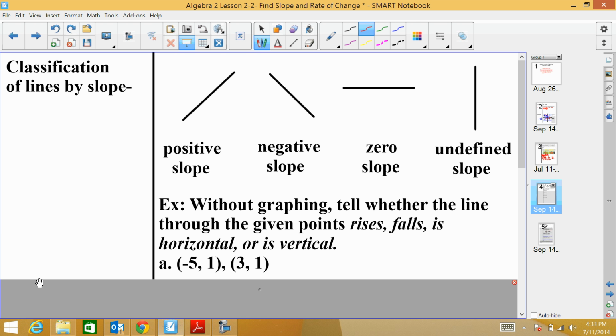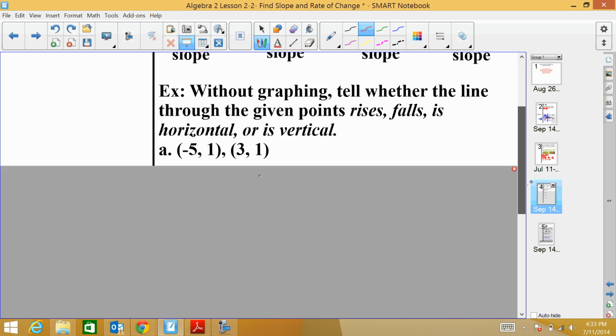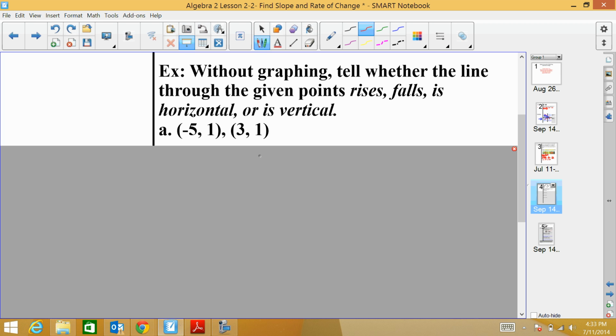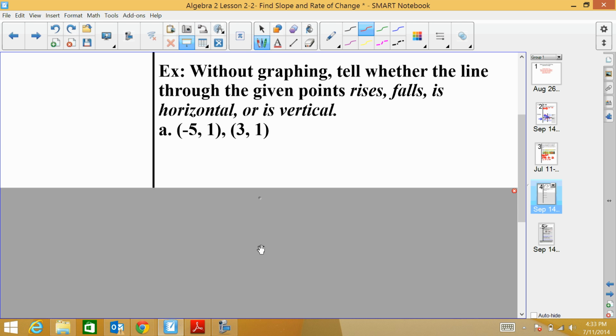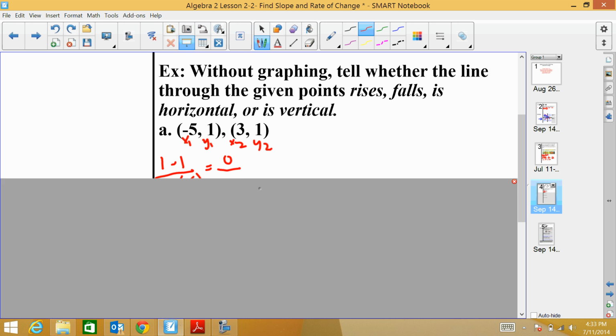Let's do a couple examples. So without graphing, it says tell whether the line through the given points rises, falls, is horizontal, or is vertical. So we're going to find the slope, and then based on the slope, we're going to tell which one it would be. All right, so let's try this one out. So we know we're going to label our points. We have x1, y1, x2, y2. So we have 1 minus 1 over 3 minus negative 5, which comes out to be 0 over 8.